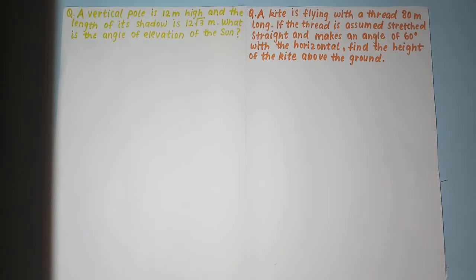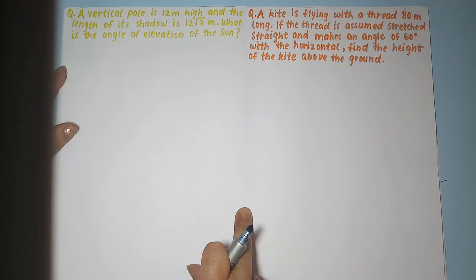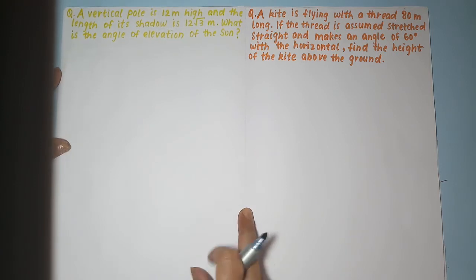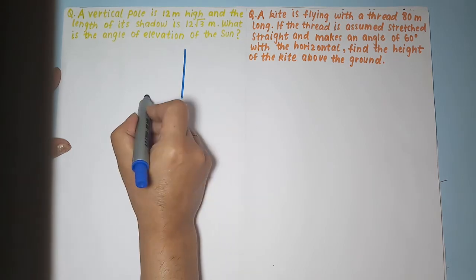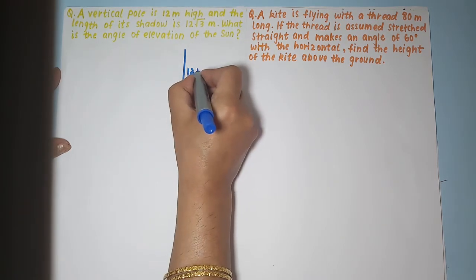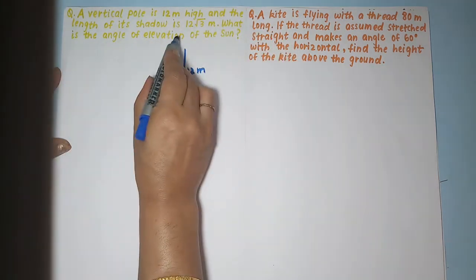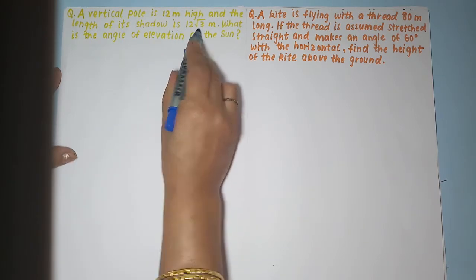In this video, we will continue with heights and distances. Now, he's saying that a vertical pole is 12 meter high. So, there is a vertical pole which is 12 meter high. And the length of its shadow is 12 root 3.